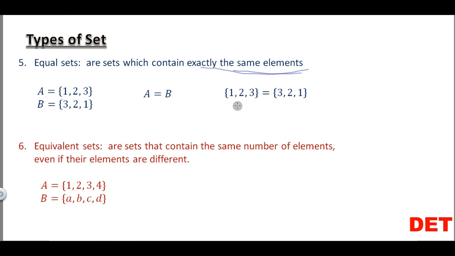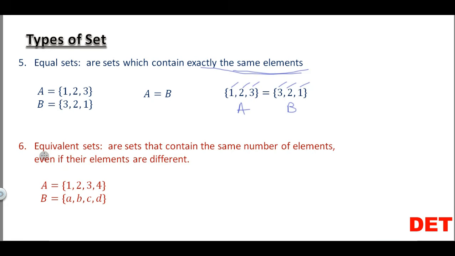So this is set A, and this is set B. If you look at set A, there is 1 here, and there is 1 here in B. There is 2 here, there is 2 here. There is 3 here, there is 3 here. So these two sets contain exactly the same elements, and that is why they are called equal sets.